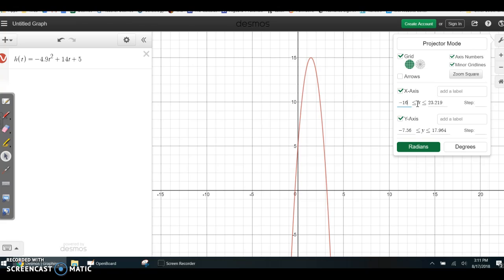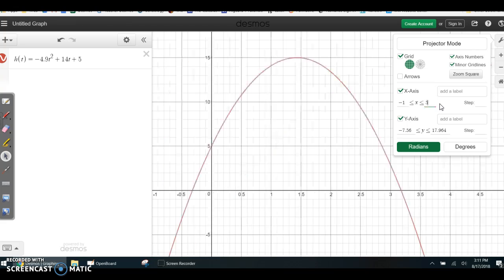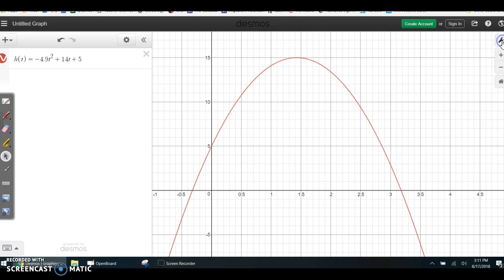So maybe I want it to just go from -1, and it looks like really all I would need is for it to go up to like 5 seconds, because we know that the x-axis is our time and the y-axis is our height. We already talked about this in the last video. So that basically is just saying that it's going to take less than, look at that, even 3.5 seconds for it to hit the ground.